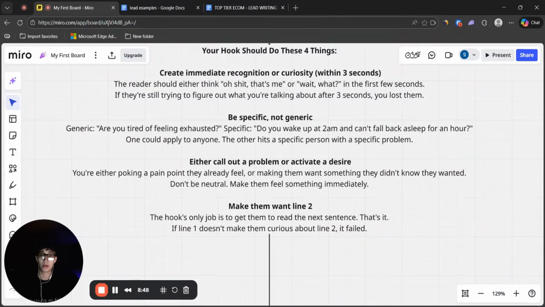Third, either call out a problem or activate a desire. You're either poking a pain point they already feel or making them want something they didn't know they wanted. Don't be neutral. Make them feel something immediately, and then make them want line 2. The hook's only job is to get them to read the next sentence. That's it. If line 1 doesn't make them curious about line 2, it's failed.